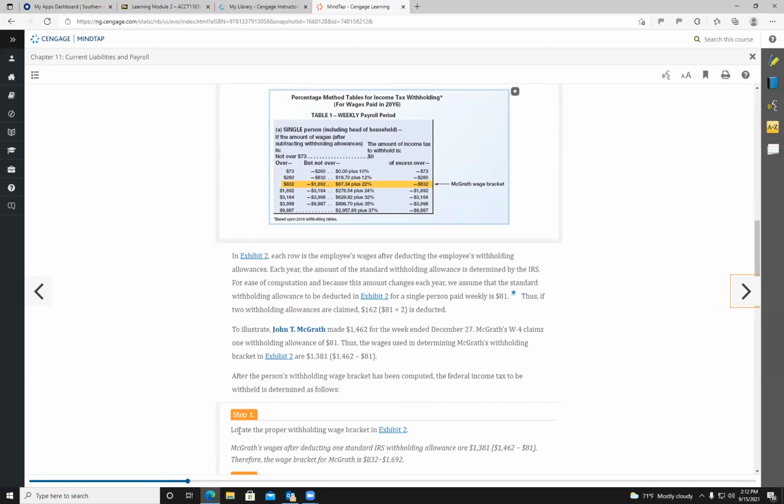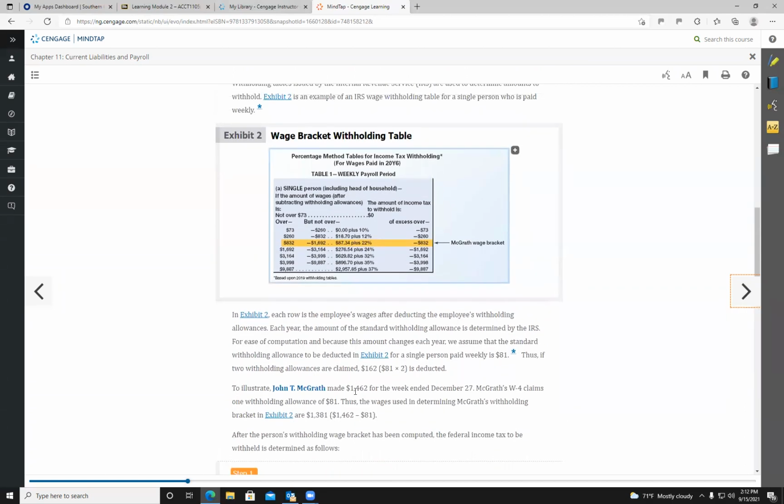So we're going to continue on using Mr. McGrath. To illustrate, Mr. McGrath made $1,462, because he worked 42 hours. Remember that calculation. McGrath's W-4 claims one withholding allowance of $81. So we would take the 1462 minus 81, and that gives us the amount of wages after the withholding. Okay, so we take that 1381 and we come up here and figure out what bracket he falls into. This is going to tell us how much tax to withhold and pay on his behalf.